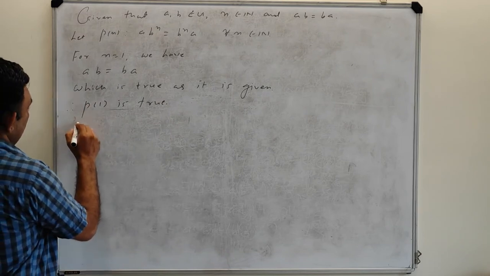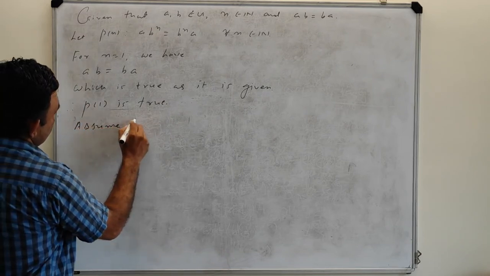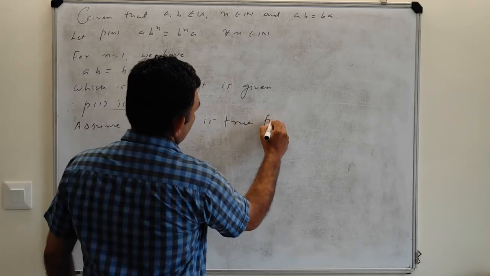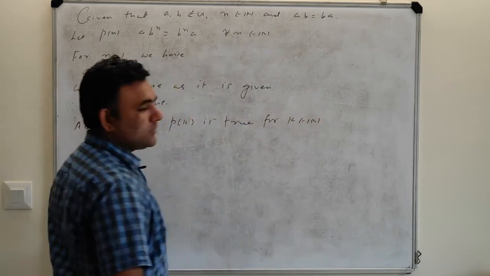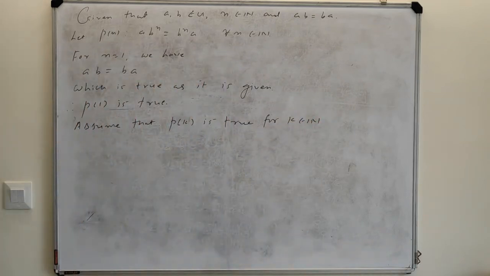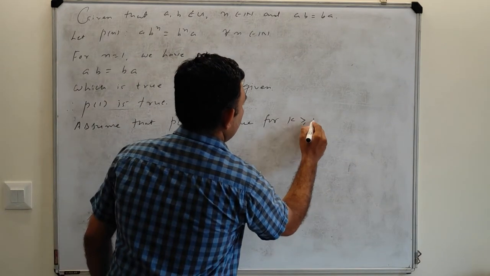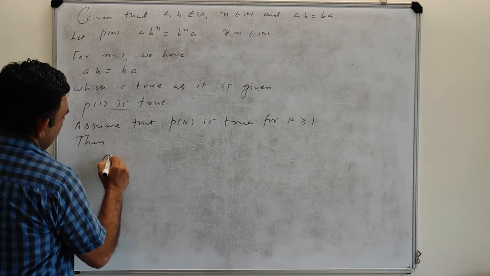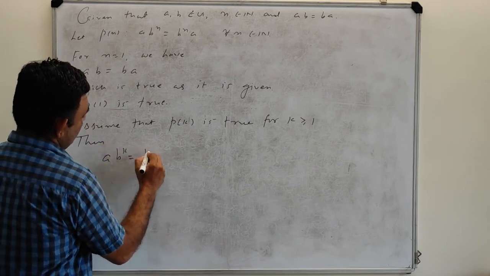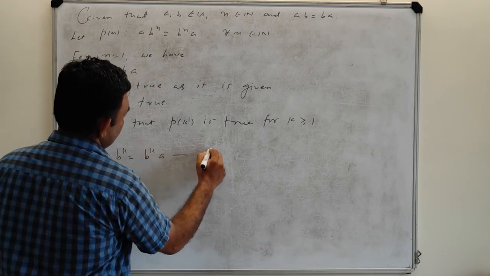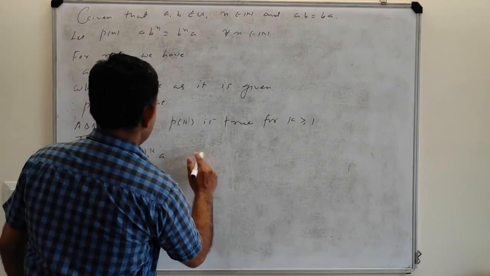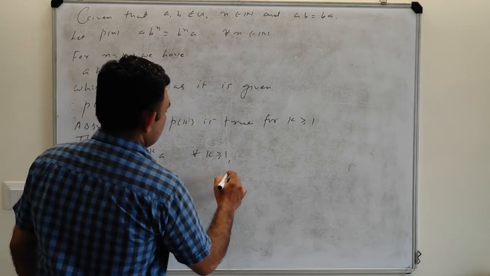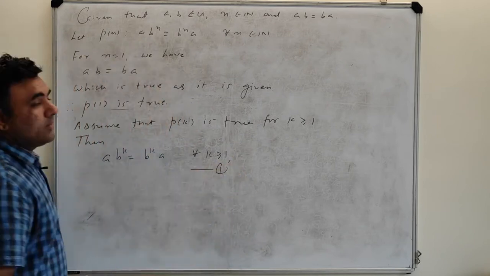Now assume that Pk is true for k belongs to N. Suppose Pk is true for k greater than or equal to 1. Then AB raised to k is equal to B raised to k times A. Say this is result number 1, and this is true for all k greater than or equal to 1.